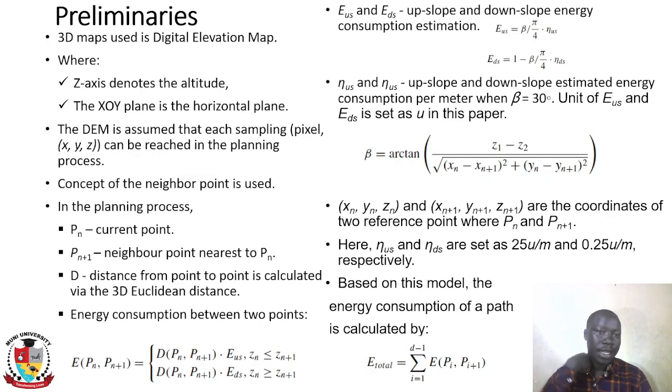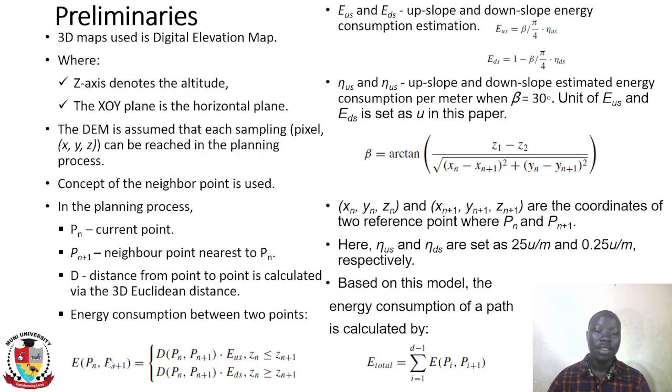So in this case, for the preliminaries, the 3D map used is the digital elevation map, where the z-axis denotes the altitude and the xy plane is the horizontal plane, assuming that each sampling pixel xyz can be reached in the planning process. The concept of neighbor point is also used, where P_n is the current point and P_n+1 is the nearest neighbor point, and d, the distance from point to point, is calculated using the 3D Euclidean distance. The energy consumption between the two points is calculated using equation 1.